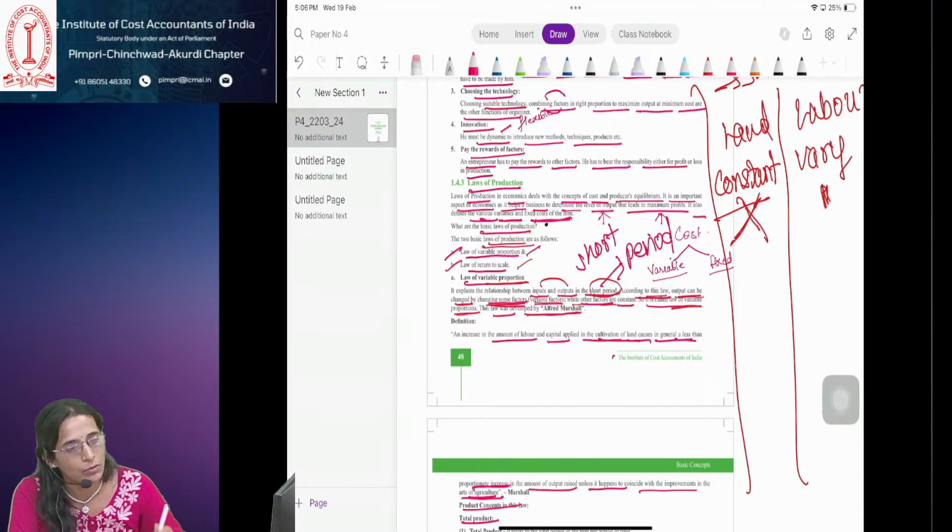Like land and labor, two factors we have. What will we do? We will keep land as it is. We will not change the amount of land. That factor will remain constant. We will change labor. So labor is the variable factor and the constant factor is land.